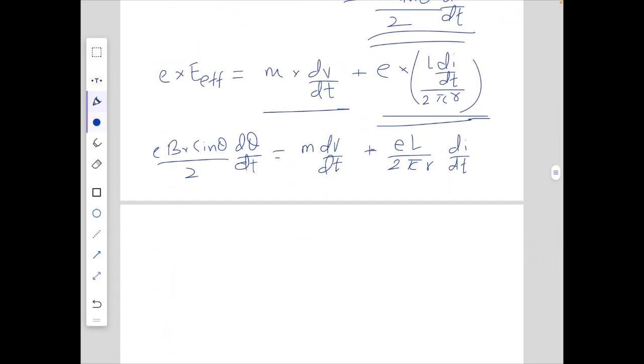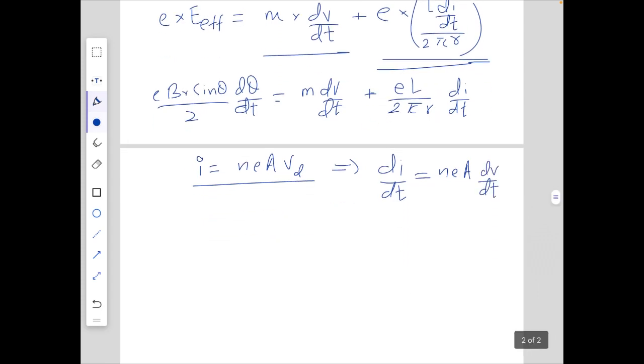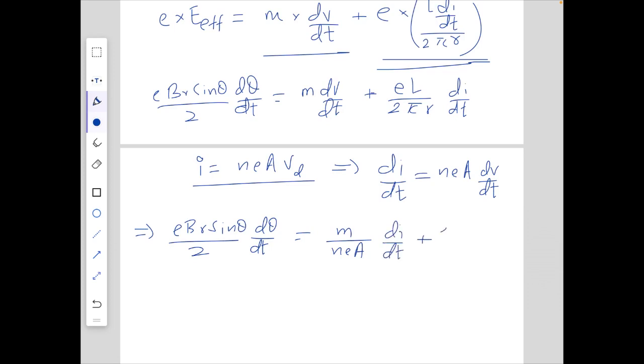So relating v and I, what we can get is I equals n e A v_d. So from here, differentiating on both sides with respect to time, di by dt equals n e A dv by dt. So substituting this in the above equation, what we get is eBr sin theta d theta by dt over 2 equals m by n e A di by dt plus eL over 2 pi r di by dt.